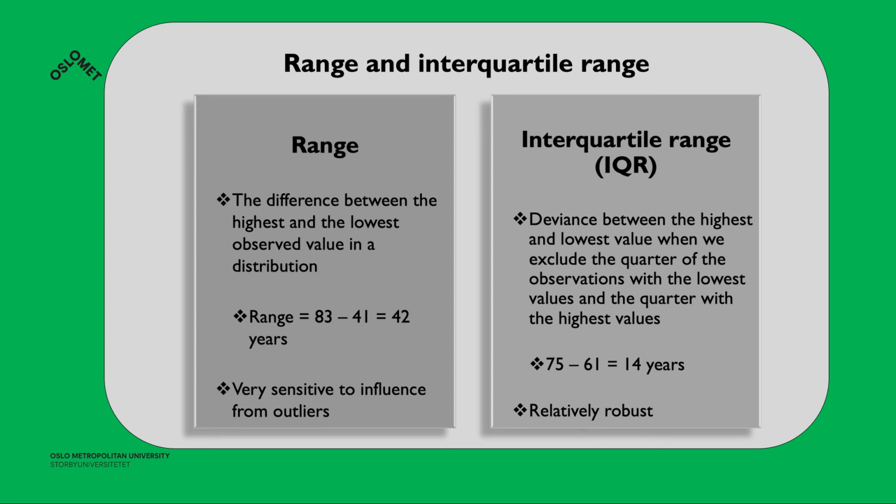And then you have the interquartile range, which is the difference between the highest and lowest value when we exclude the quarter of the observations with the lowest values and the quarter with the highest values. So then it's 75 minus 61 years, which is 14 years. And that's very robust, or relatively robust, against outliers, because we exclude outliers.